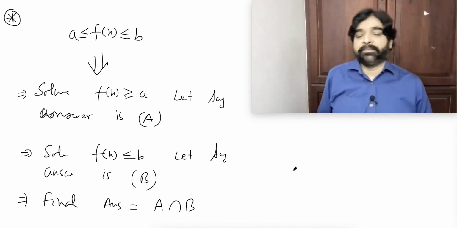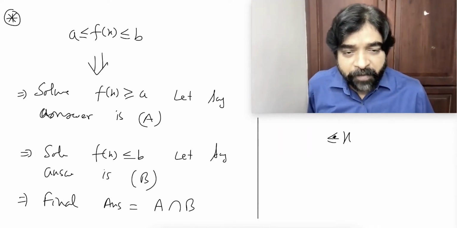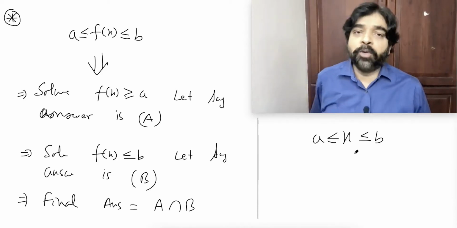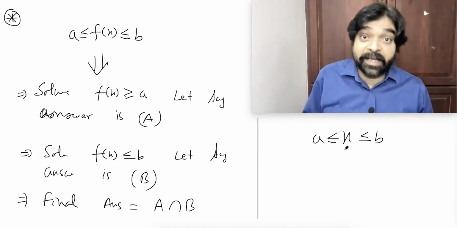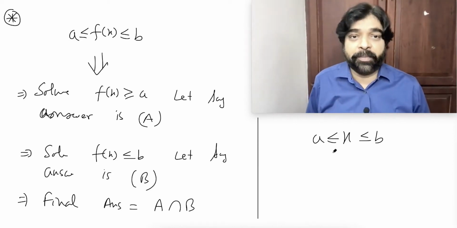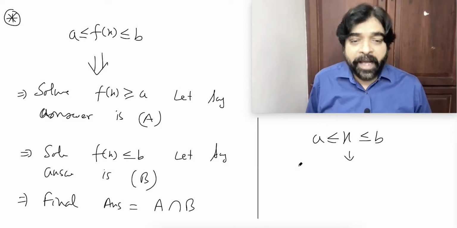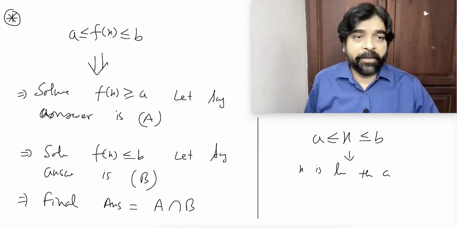Why, sir? Listen. If something is written this way, how will you pronounce it? You will say x greater than or equal to A and less than or equal to B. You will not say or less than or equal to B. How will you pronounce it? X is less than A. All of you able to hear me?